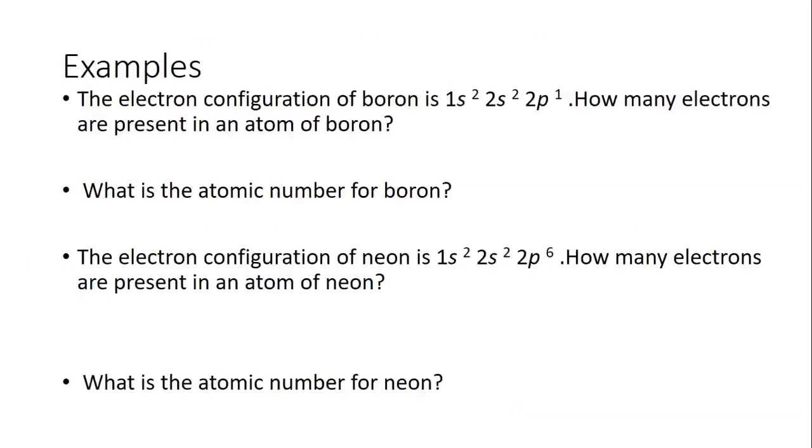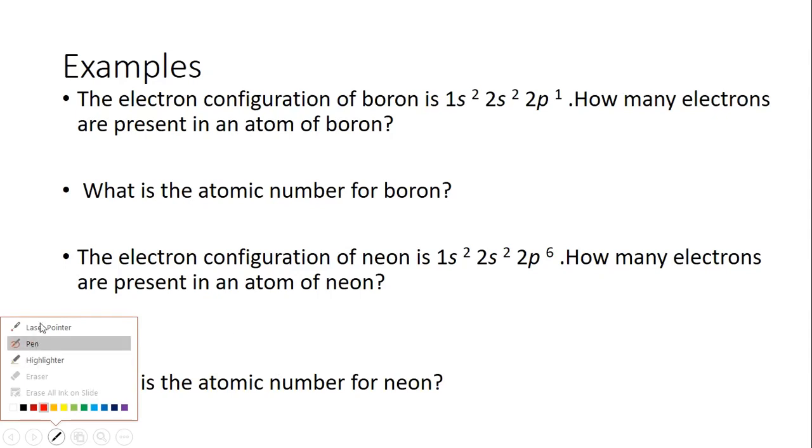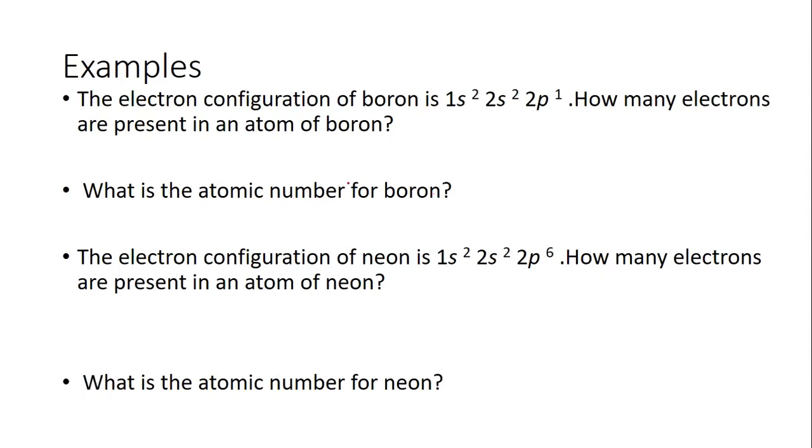All right, that was clear in my head. Here are some examples. So boron is 1s2, 2s2, 2p1. How many electrons are there? We would add these electrons here, 2 plus 2 plus 1. So it's a total of 5. And the atomic number for boron is 5 if you look on your periodic table. And your atomic number is the same as protons and electrons in a neutral atom.